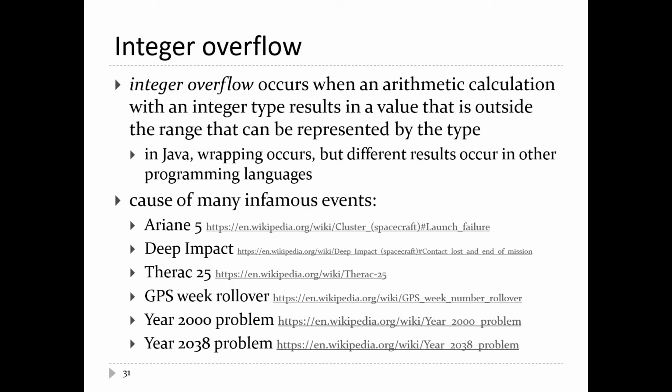So integer overflow occurs because these values occupy a fixed amount of memory, right? One of the reasons for doing so is that it's easier to make hardware that works with fixed ranges of values, right? Now in Python, the int type can take on arbitrarily large values, right?